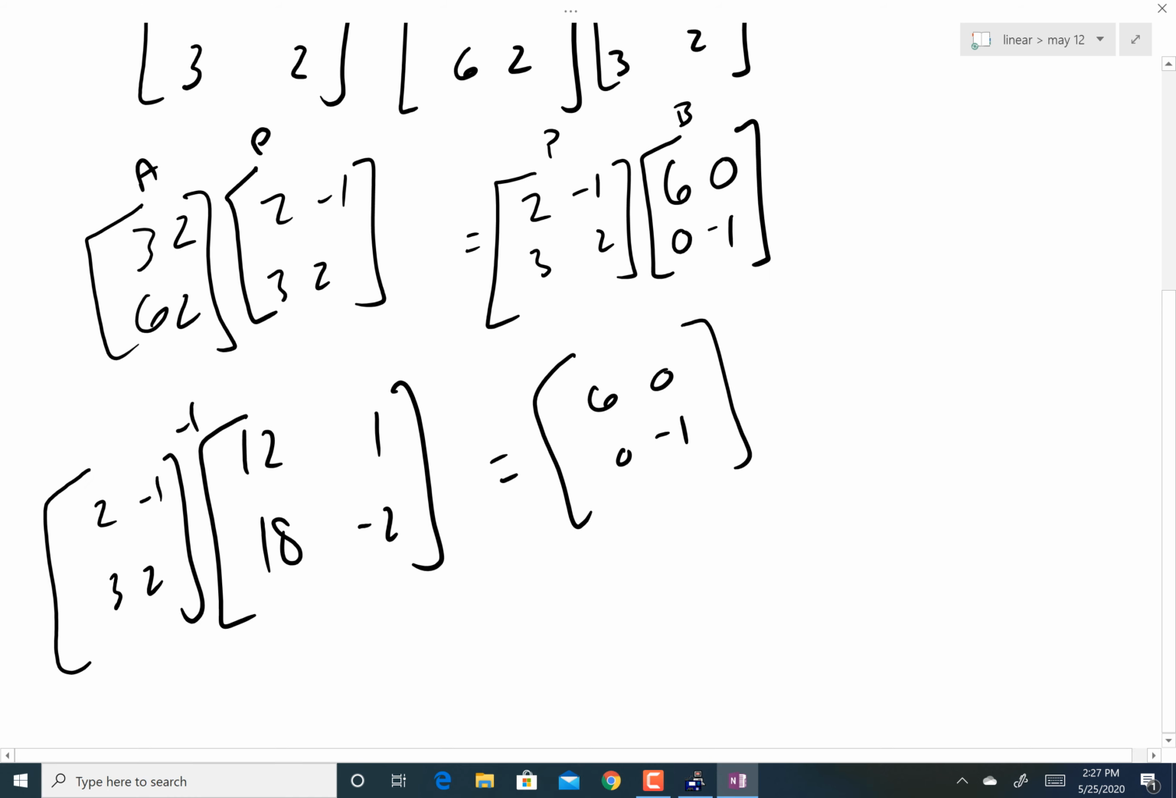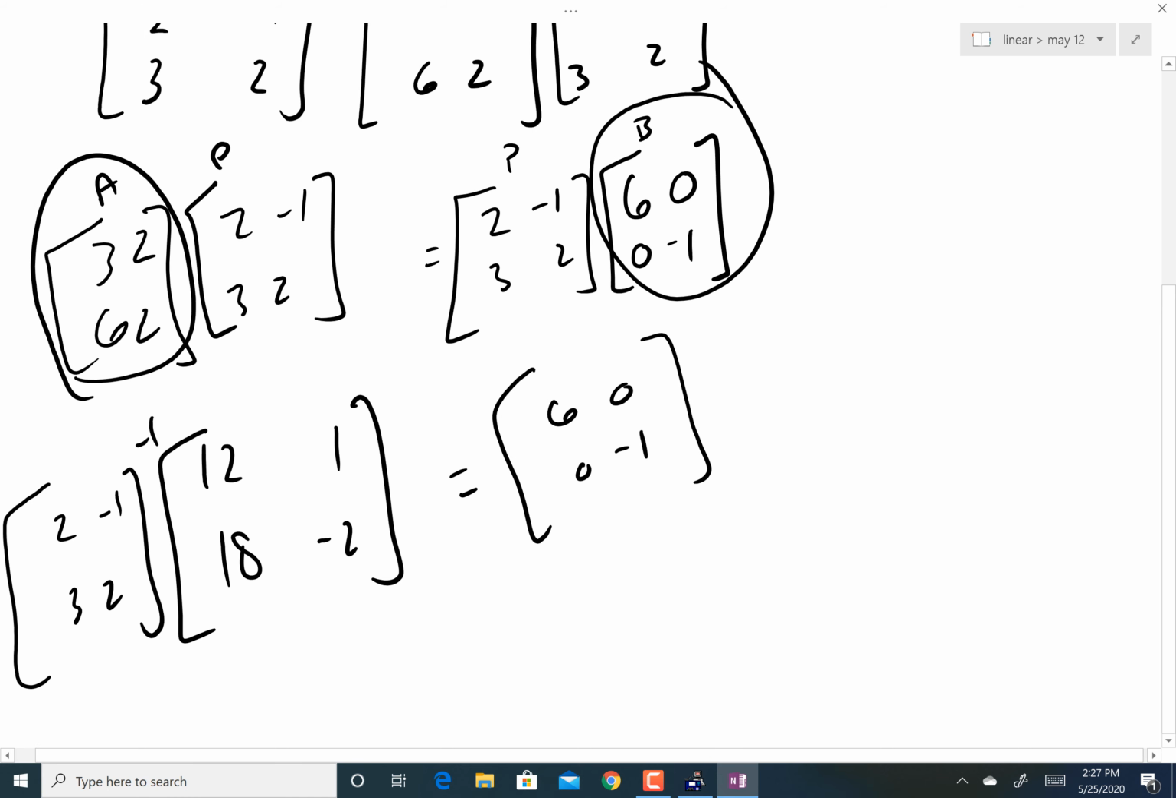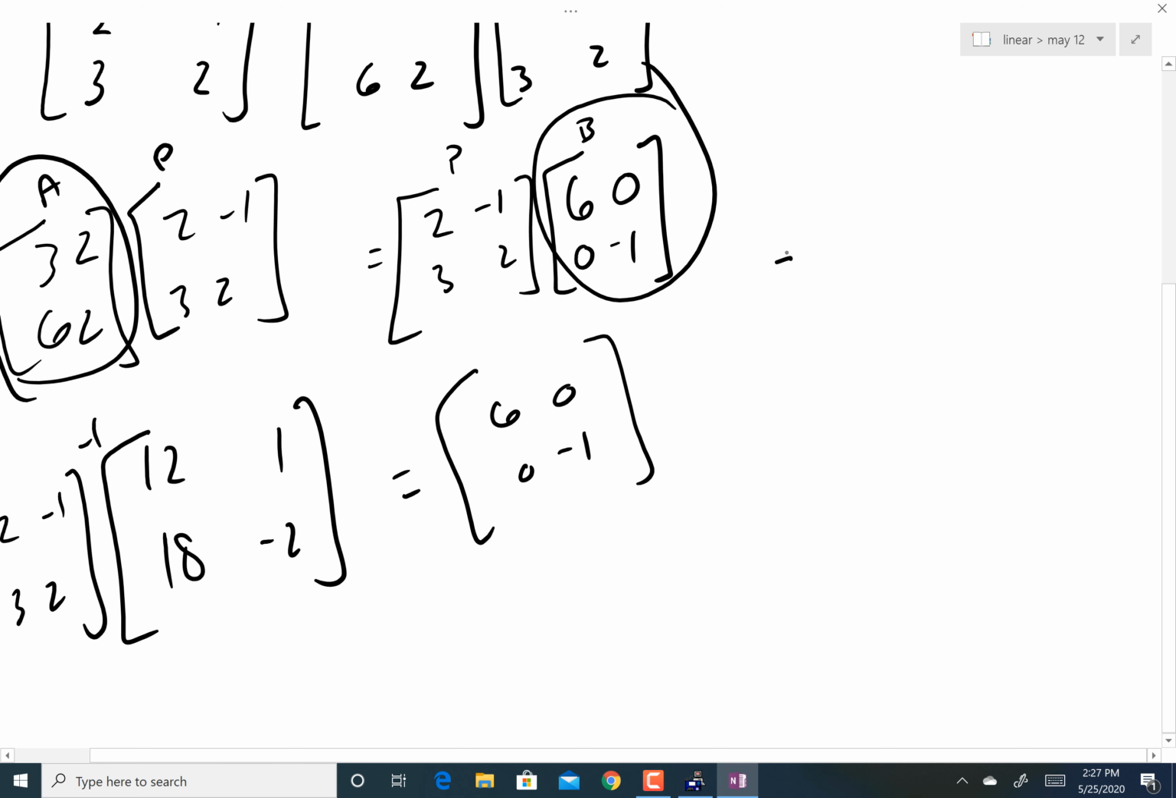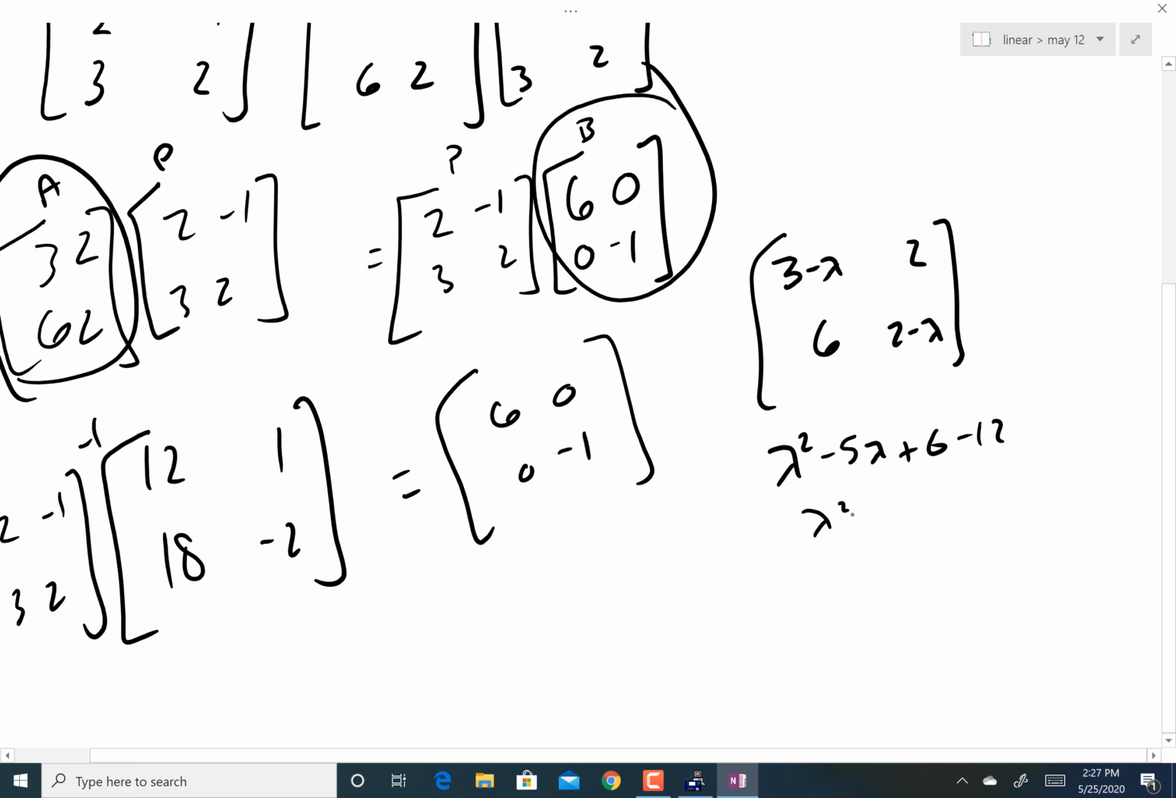But let's look at our A and our B, shall we? What would our characteristic polynomial be? I don't know, let's find out. It would be lambda squared minus 5 lambda plus 6 minus 12. So lambda squared minus 5 lambda minus 6.